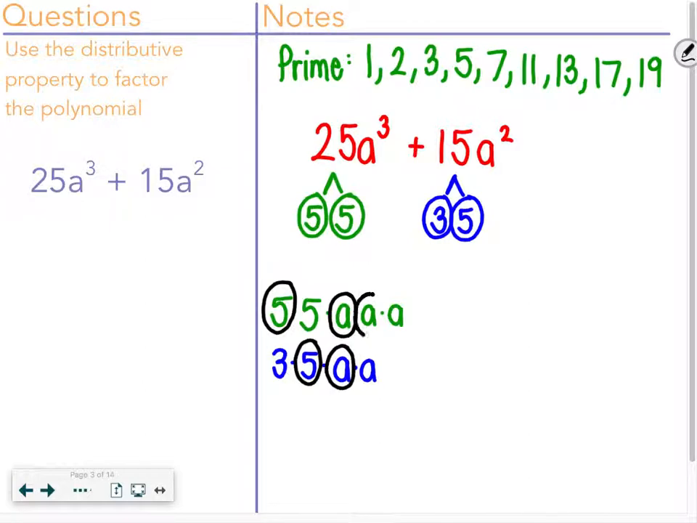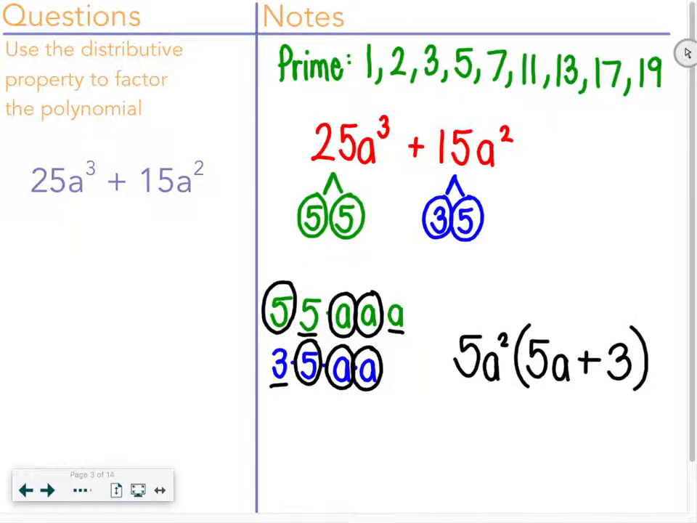And we have another a in both groups. So we're looking at what is in both groups. Well, both groups have 5 and 2 a's. So 5a squared is your greatest common factor. In the green group, we are left with a 5 and an a. So 5a is our first term in our polynomial. And then in our second group, we have just a 3.